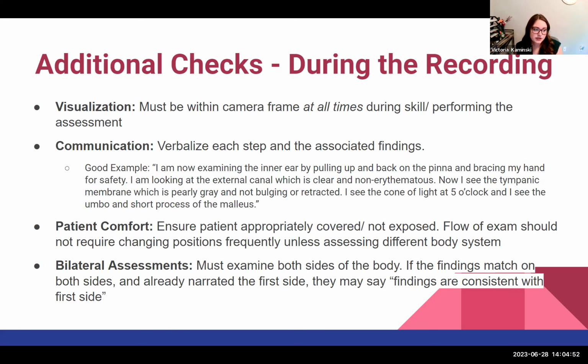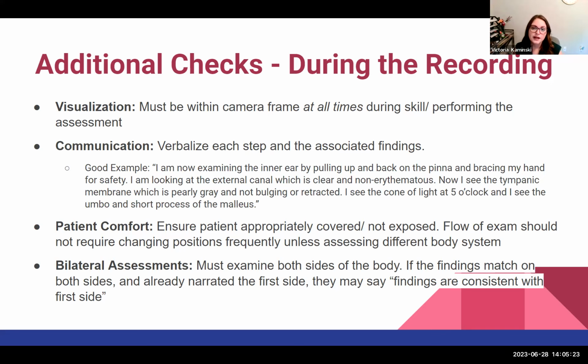So communication with your patient, you need to verbalize each step and the associated findings. In terms of a good example here is, I'm examining the inner ear by pulling up and back on the pinna, bracing my hand for safety. I'm looking at the external canal, which is clear and non-erythematous. You're seeing the tympanic membrane, that should be pearly gray and not bulging or retracted. You're seeing the cone of light at 5 o'clock, seeing the umbo and the short process of the malleus. So those are all things that you are going to be stating during your exam.